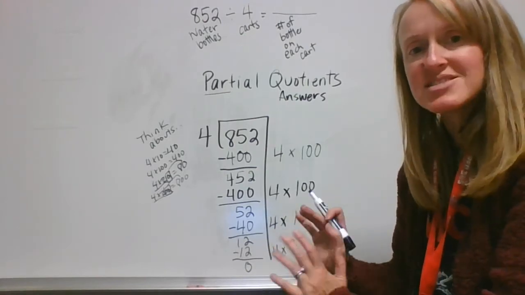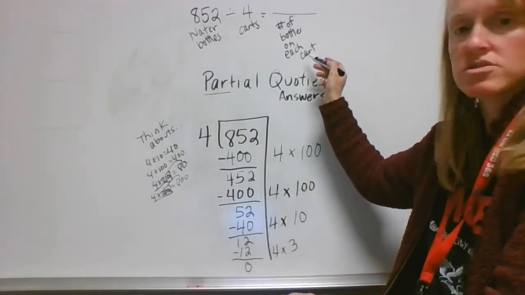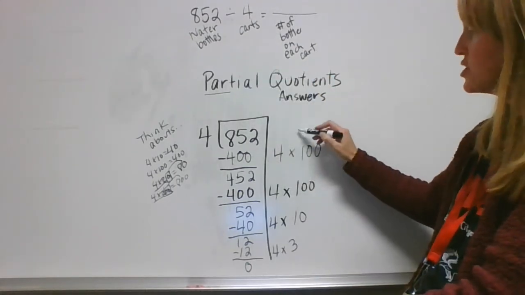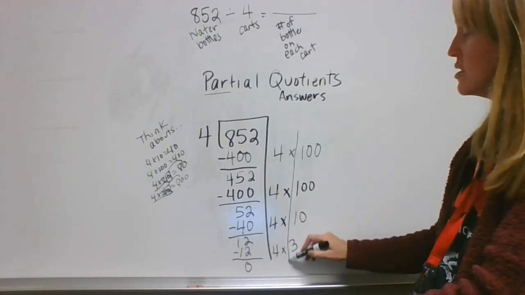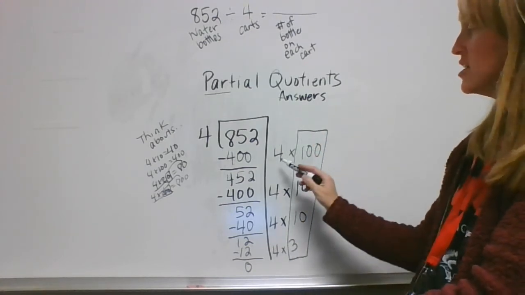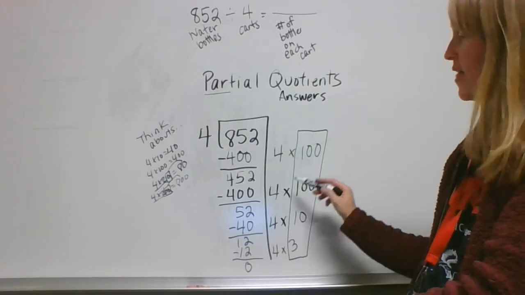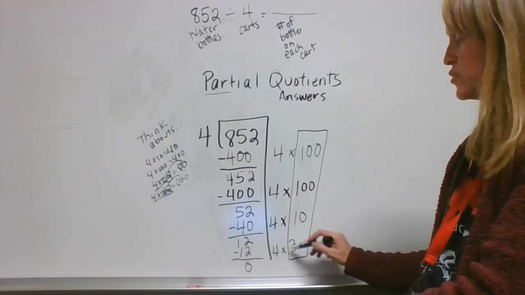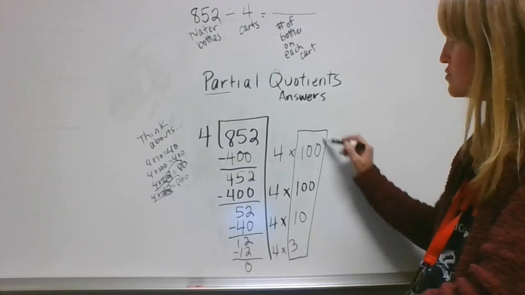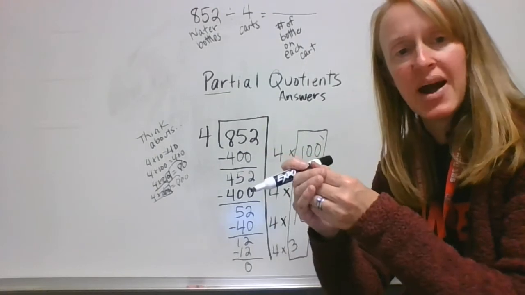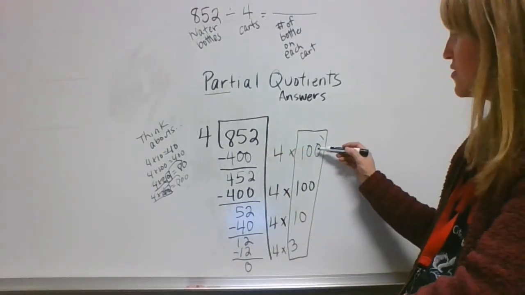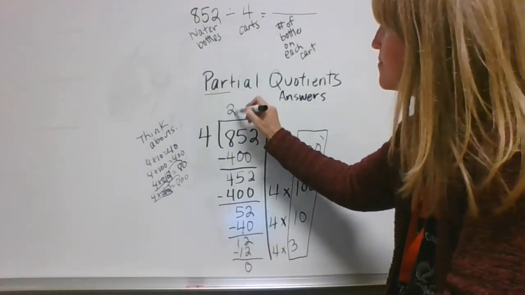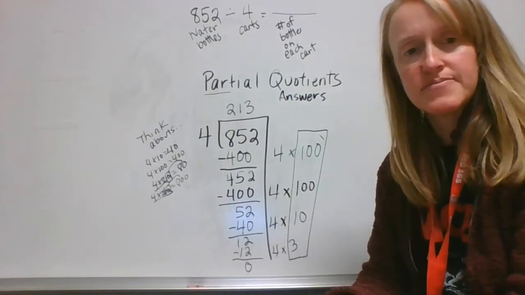The question still remains, how many bottles of water did each cart get? So when we talk about partial quotients, we're going to look at what we did. How many groups did we make? First, we made 4 groups of 100. Then we made 4 groups of 100. We made 4 groups of 10 and 4 groups of 3. So we have to take all of those groupings that we made and join them, combine them to find the quotient. So we can see that we have 100, 200, 210, 213 is our quotient.